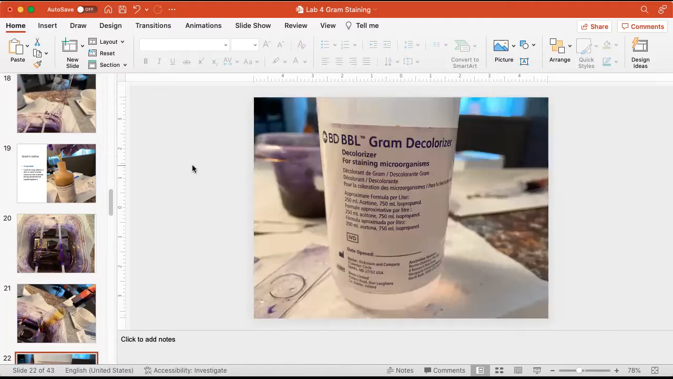Next step is the decolorizer. That's what you're looking at here. This is just an alcohol, basically. You'll notice that they've listed on the ingredients here that it's 3 parts isopropanol alcohol, 1 part acetone. Everybody's decolorizer is a little bit different. It depends on the company, but the bulk of a decolorizer is going to be alcohol because it's the alcohol that will draw stain out.